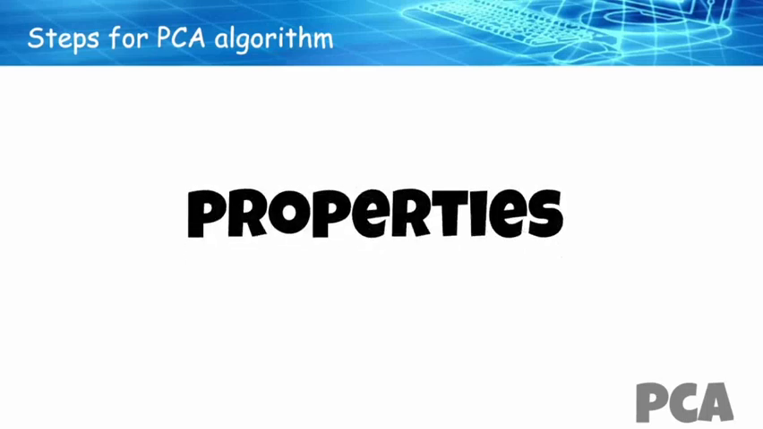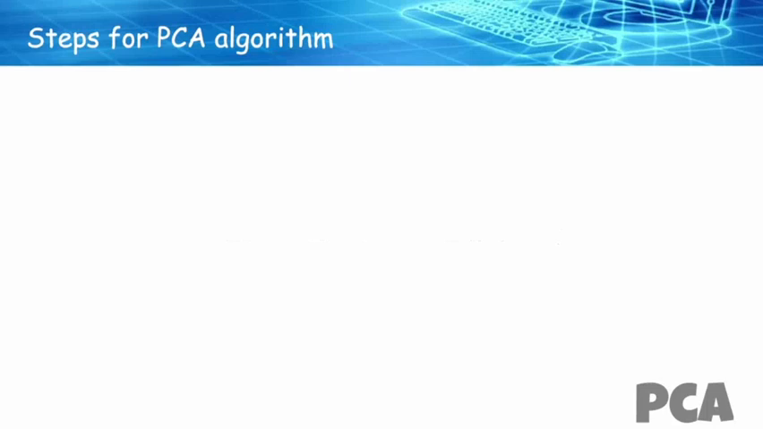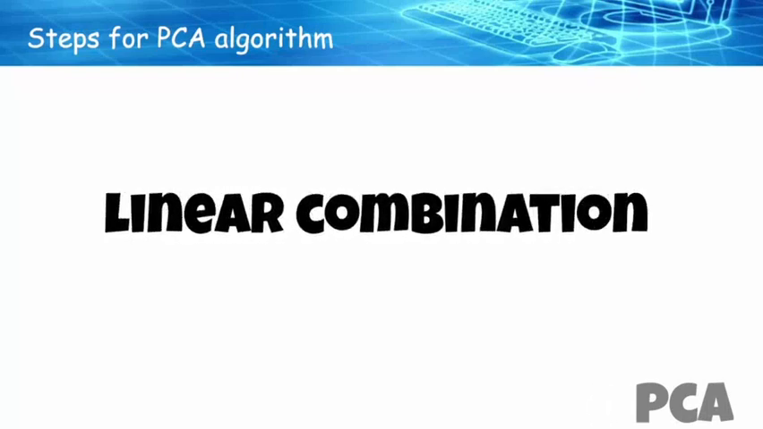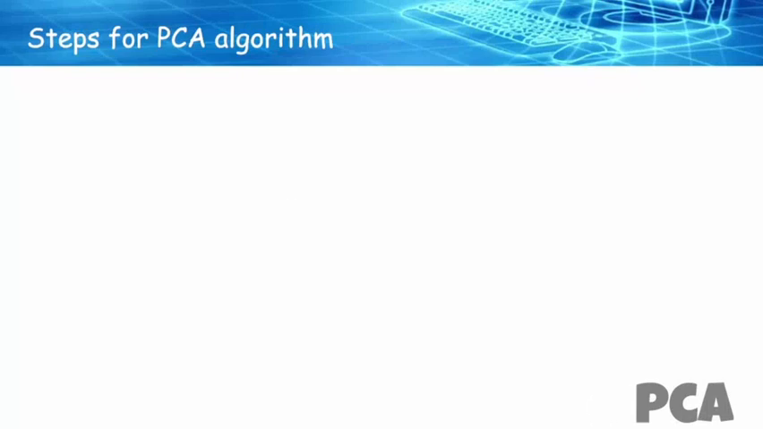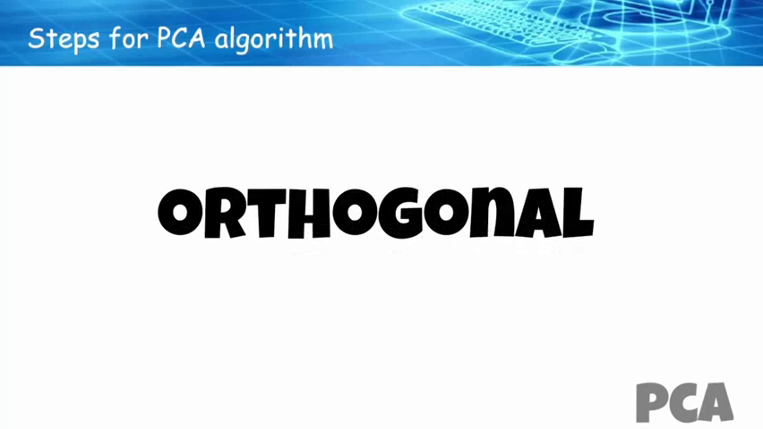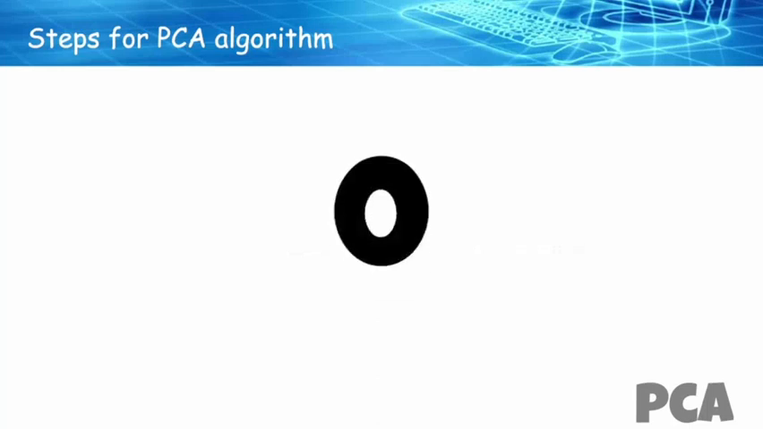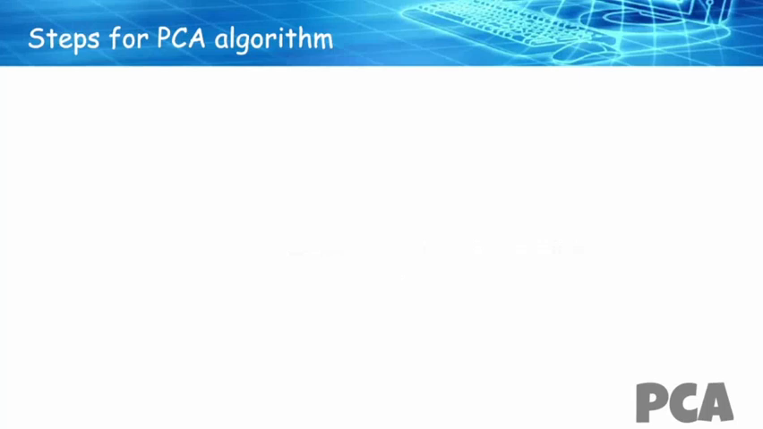There are some properties with respect to principal components. The principal component must be a linear combination of the original features. The components are orthogonal, which means the correlation between the pairs is zero. And the importance of each component decreases as we go from 1 to n, meaning the first principal component is the most important and the nth principal component will be the least important. So basically it will have the weightage.